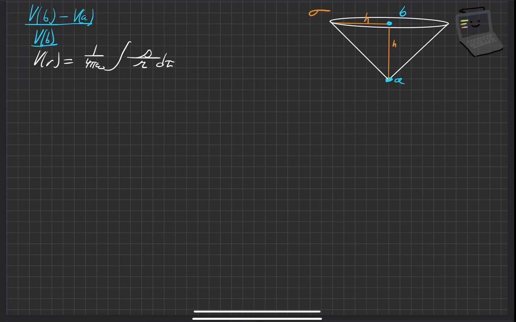In this problem, we have a charge density that's in the shape of an ice cream cone here, and it has a radius of h and a height of h as well. It has a charge density of sigma, and our goal is to find the potential difference between a point B here at the top middle of the ice cream cone and the bottom tip of the ice cream cone here.